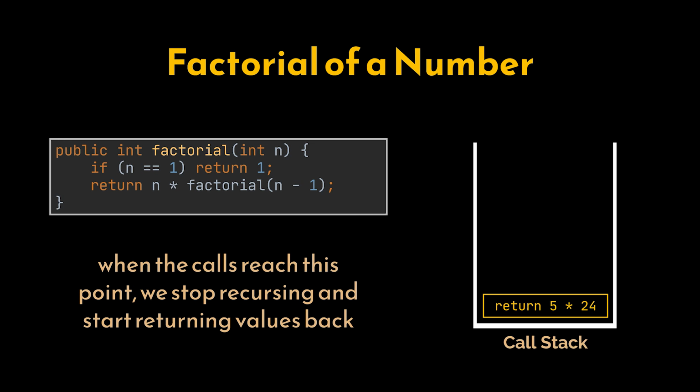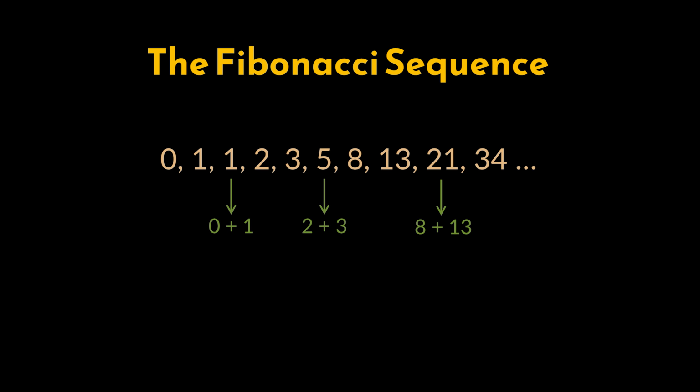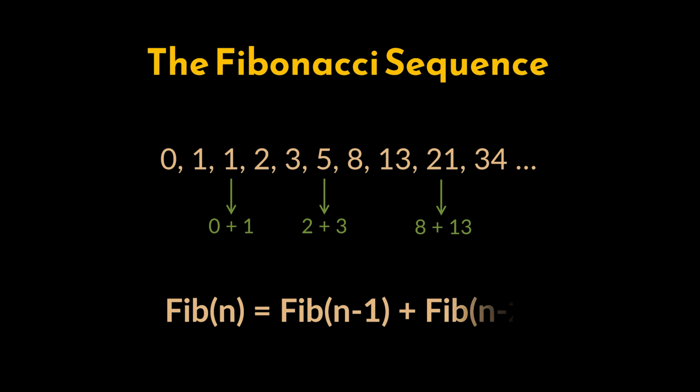This example demonstrates that recursion works by breaking a problem into manageable subproblems, solving them, and combining the results to address the larger problem. Now, let's explore another example, the Fibonacci sequence. The Fibonacci sequence is a series of numbers where each number is the sum of the two preceding ones, starting with 0 and 1. For example, the sequence begins as 0, 1, 1, 2, 3, 5, 8, 13, 21, 34, and so on. Mathematically, the Fibonacci number at position n can be defined as Fibonacci of n equals Fibonacci of n minus 1 plus Fibonacci of n minus 2.